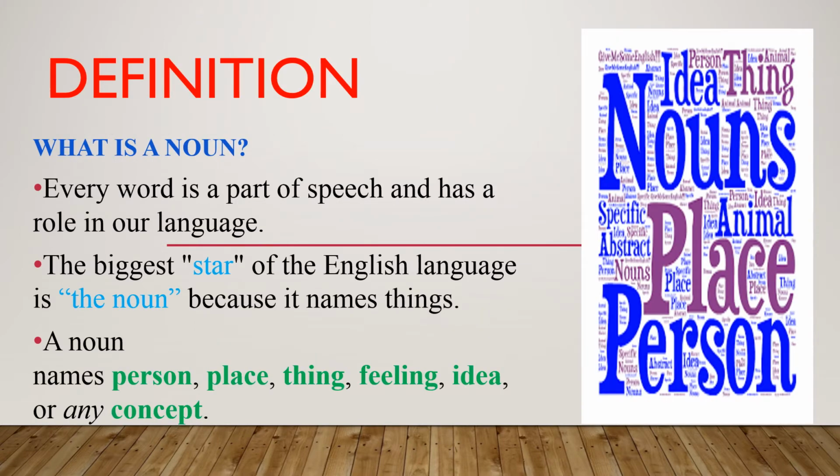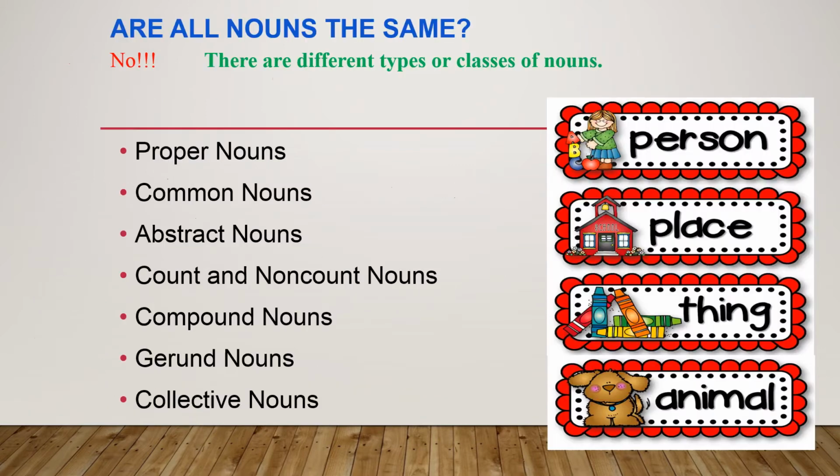So let's start with the definition. What is a noun? Ism. Every word is a part of speech and has a role in our language. The biggest star of the English language is the noun because it names things, تسمي الأشياء. A noun names a person, place, thing, feeling, idea, or any concept.